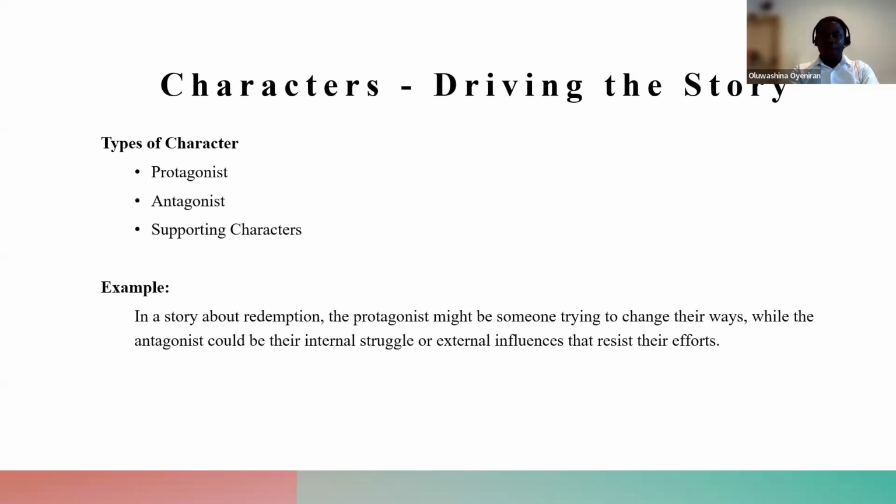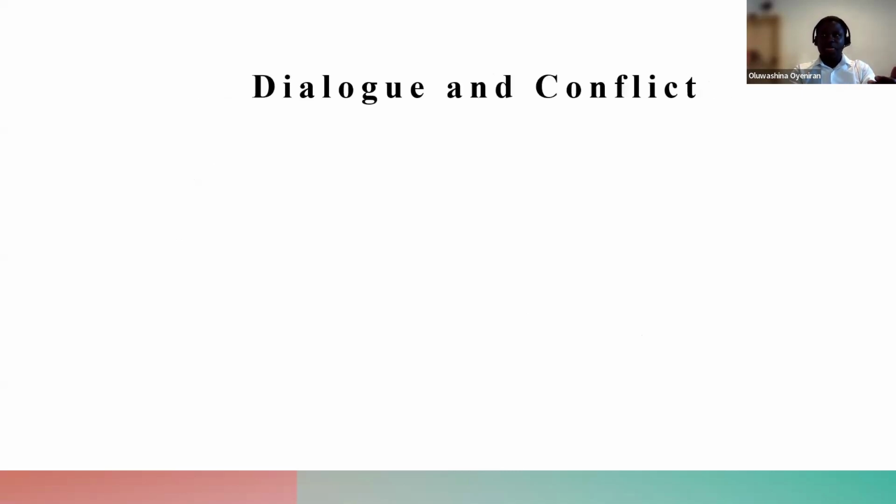I have an example for you here. Let's take an example of a story around redemption. The protagonist might be someone trying to change their way, while the antagonist could be their internal struggle or external forces that are resisting their efforts. So all these have to be evident in your scripts.